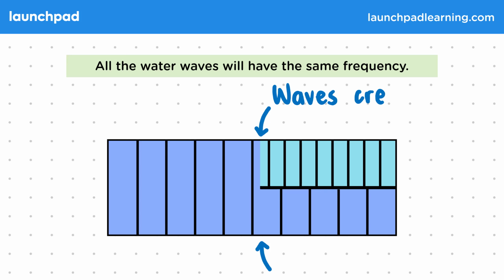So these two new waves are created at the same time. Furthermore, they're created at the same rate that the original waves in the ripple tank are made, so they must have the same frequency. So what does this tell us about the speed of these waves?